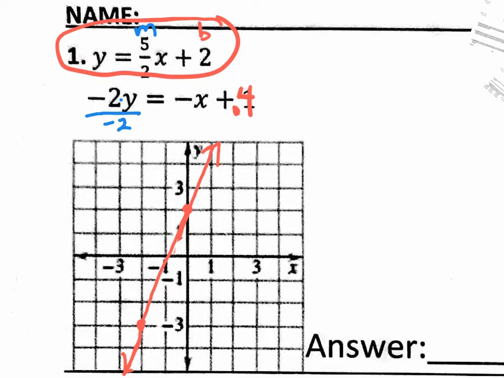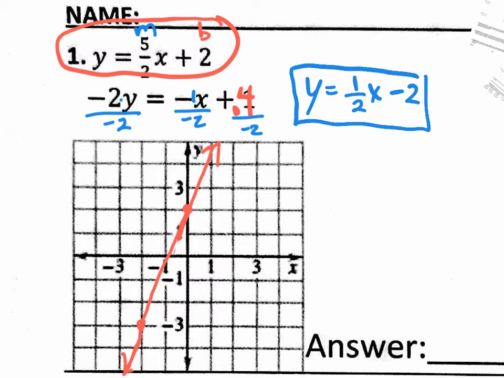So this x, well, it's really a -1x. You need to divide it by -2. And the 4, you need to divide it by -2. So if you rewrite it in blue, y equals -1 divided by a -2 is a positive 1 divided by 2, with an x, and 4 divided by -2 is -2. So here's my slope-intercept form equation in blue. Now it really is ready to graph.